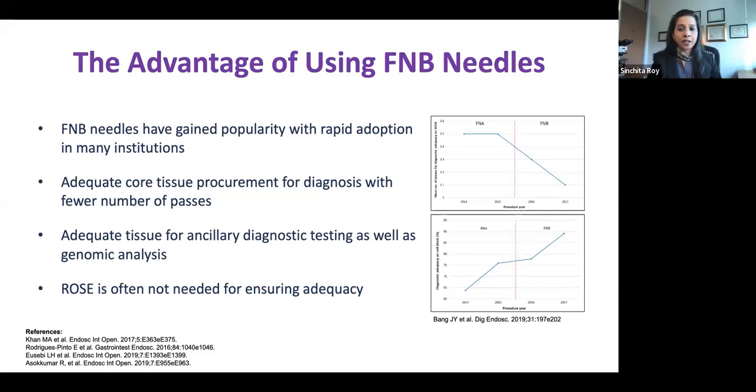This study actually shows one of the reasons why these FNB needles have gained popularity: you're able to collect more tissue, and you can do fewer passes, which helps from a procedural standpoint. You're also able to collect adequate tissue for ancillary testing, and you don't need someone from cytopathology to be there during the procedure to do rapid on-site assessment. That has also been very attractive to some of our endoscopists who have been using these for their EUS procedures for GI procedures.